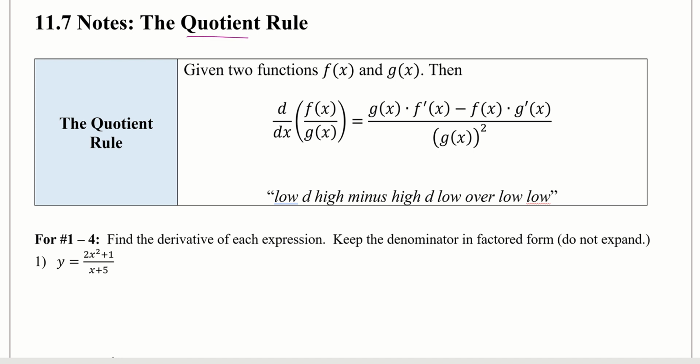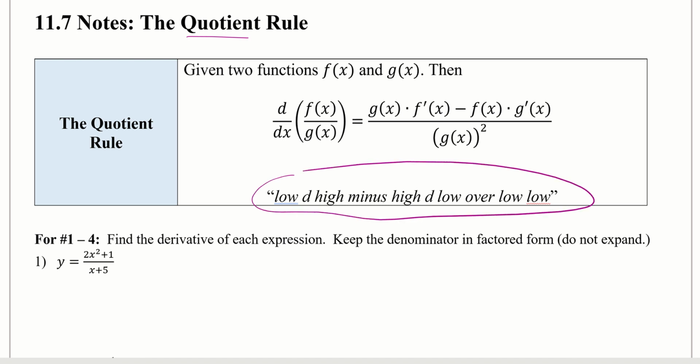So if you notice the quotient rule here, there's a nice little way to remember it. It says low d high minus high d low over low low, okay? And so what that means is this is the derivative of the top one and the derivative of the low one. So you take pretty much the bottom times the derivative of the top, minus the top times the derivative of the bottom, over the bottom squared. So that's kind of our equation here: low d high minus high d low over low low. Okay, so that's going to be for quotient.